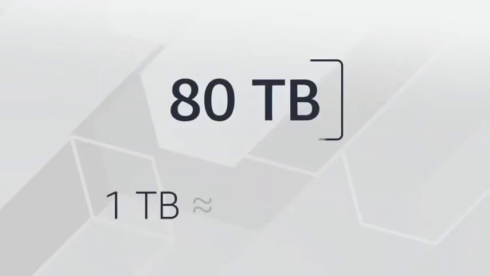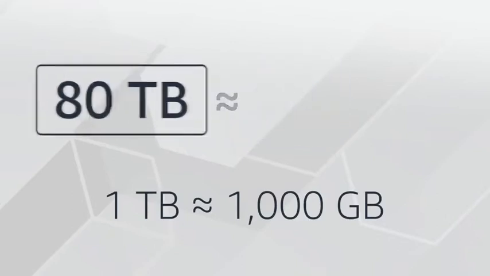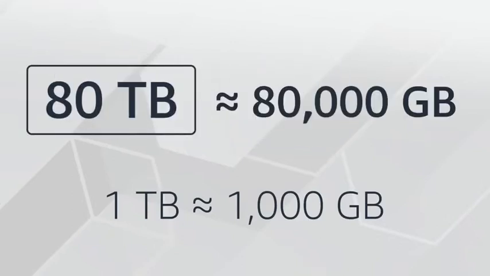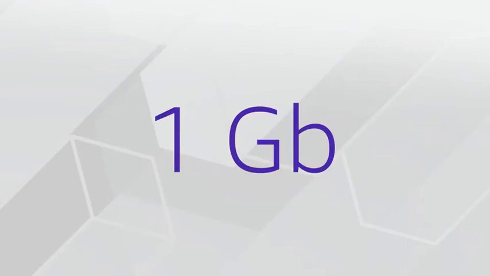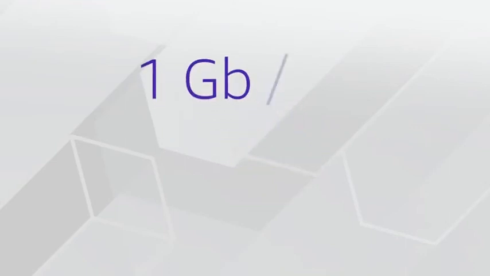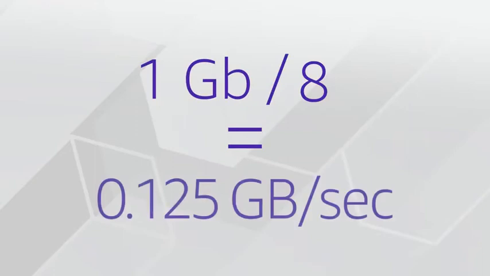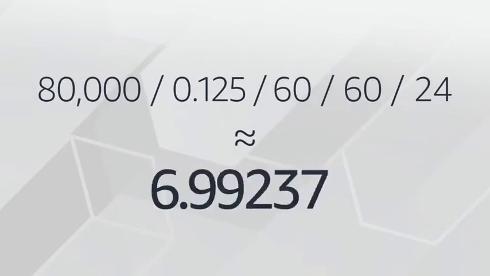Well, a terabyte is about 1,000 gigabytes, so we've got 80,000 gigs to copy. A 1 gigabit connection is being measured in bits, not bytes, so we've got to divide by 8, leaving us with 0.125 gigabytes per second of upload. So 80,000 divided by 0.125, divided by 60 seconds in a minute, divided by 60 minutes in an hour, divided by 24 hours in a day, carry the 1, it looks like we'll be done in just over a week. Your business can go a week without internet, right?